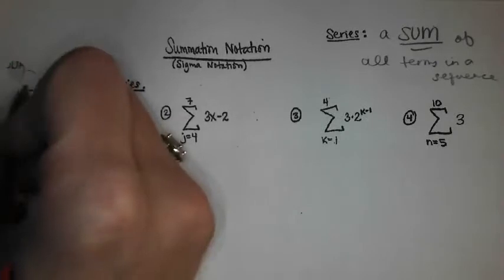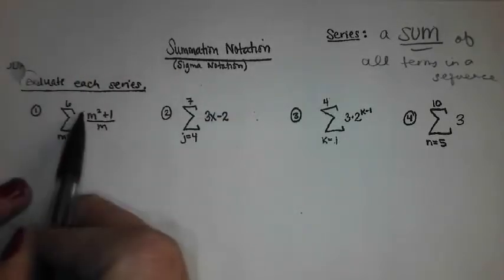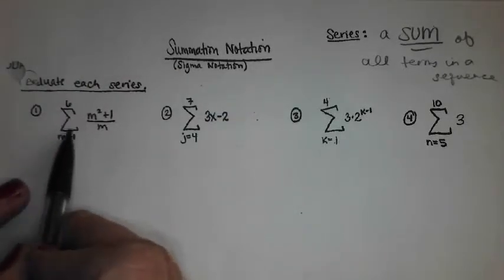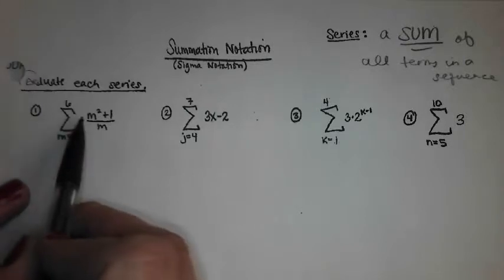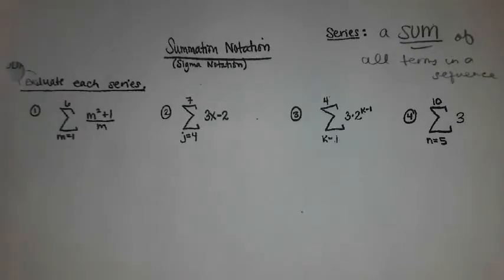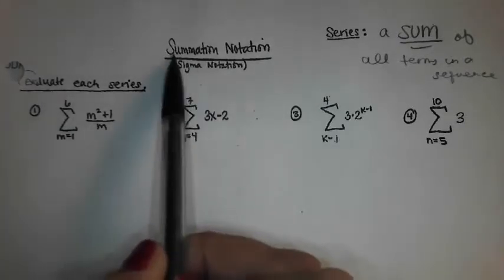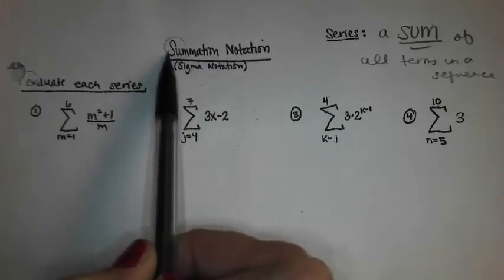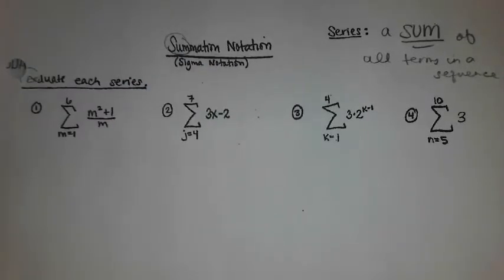So this symbol is new. This is a Greek letter sigma. And what it means is summation. So sometimes this is called summation notation. You see the word sum in there. And other times it's called sigma notation because that's what letter that is in the Greek language, yeah?